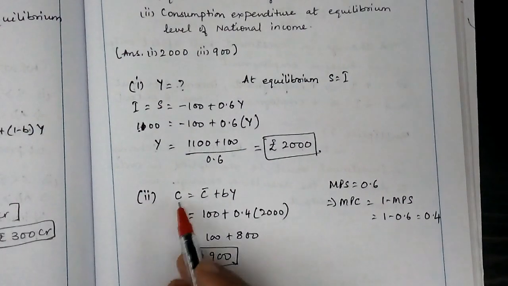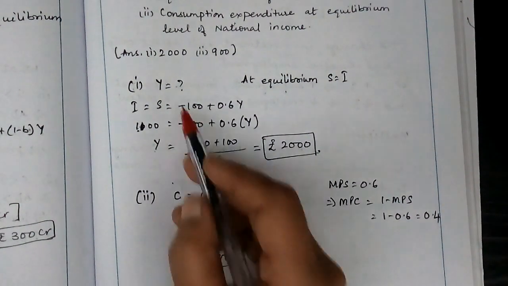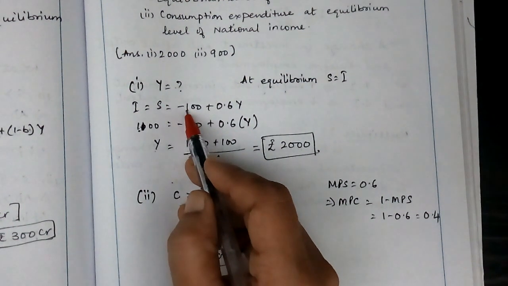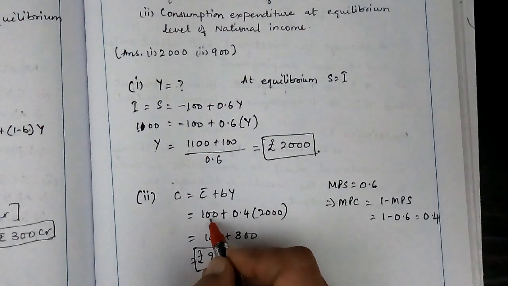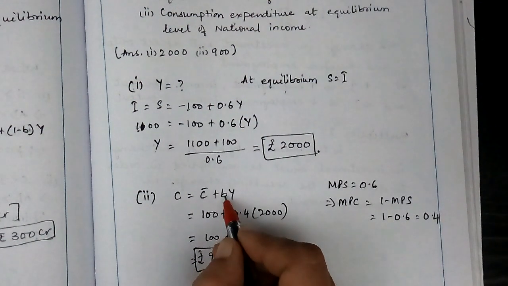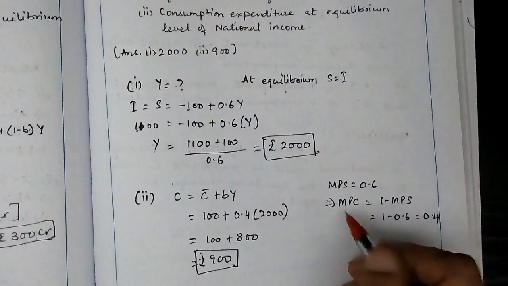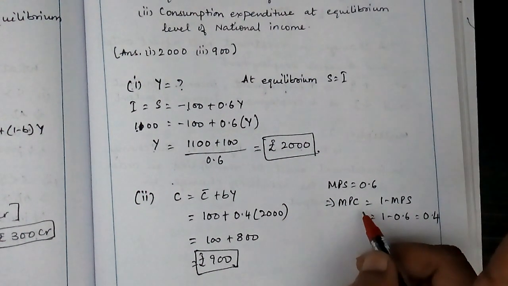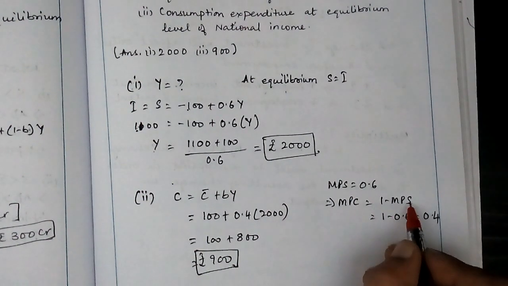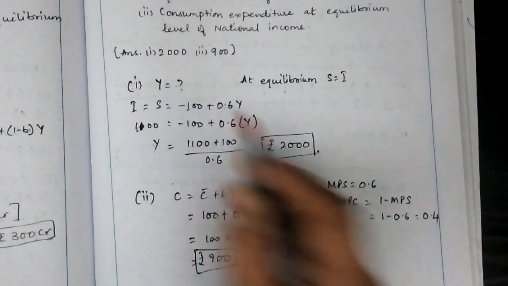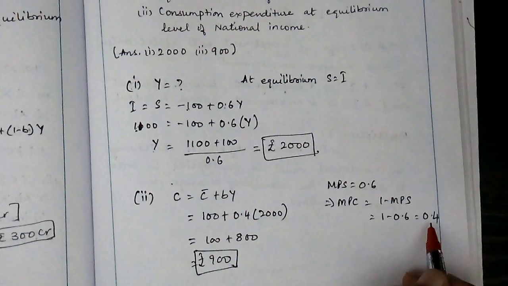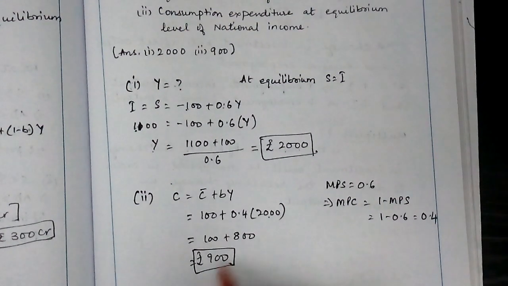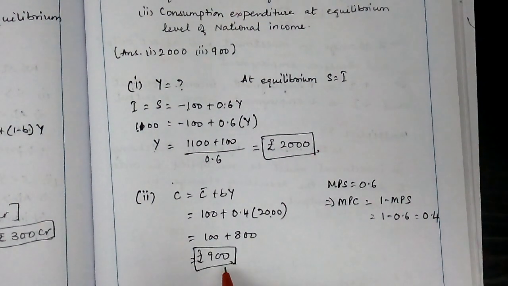Now the second part of the question is asking for consumption. From the saving function, we know this is minus C bar, autonomous consumption. That is, it is saving. So C bar is 100. What is B? B is MPC. Now how do you find MPC? We know from our previous classes that MPC plus MPS is equal to 1. Hence MPC is equal to 1 minus MPS, and MPS we know is 0.6. So 1 minus 0.6 is 0.4. Put the value B here into 2000 rupees, which is the income. Calculate it to find consumption equal to 900 rupees.